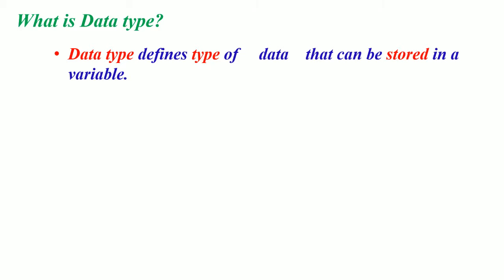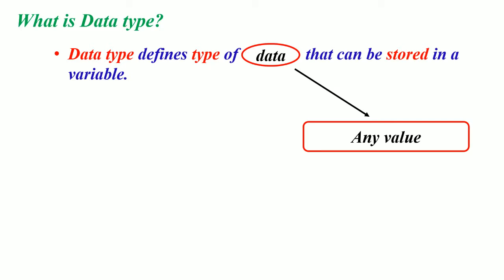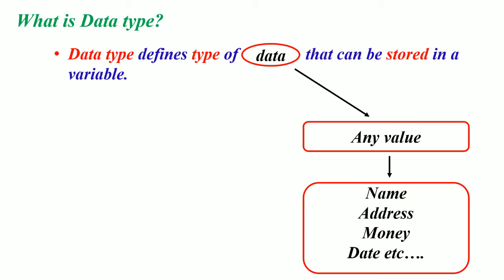What is data type? Data type defines a type of data. It defines the type of data that can be stored in a variable. Before that, we just learned what is meant by data. Data means any input that is given to the computer. Any input the user gives to the computer is called data. That input may be a name, address, money or date.